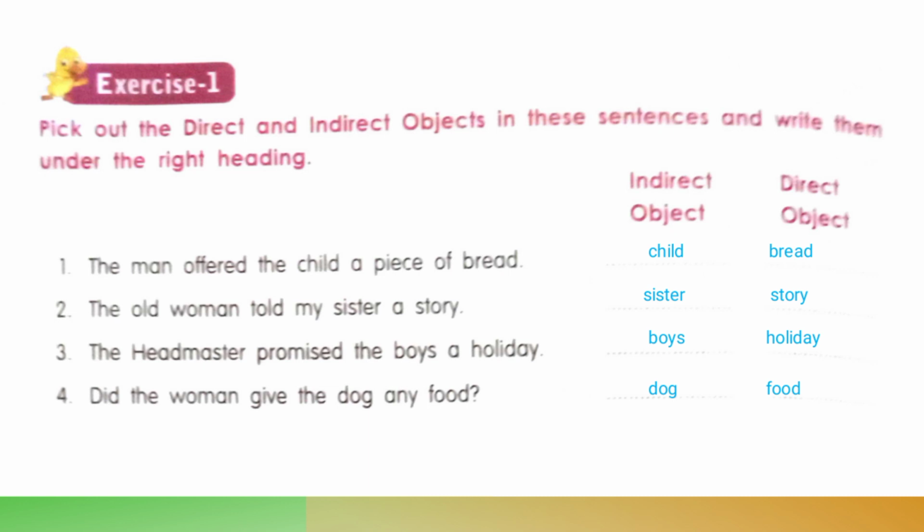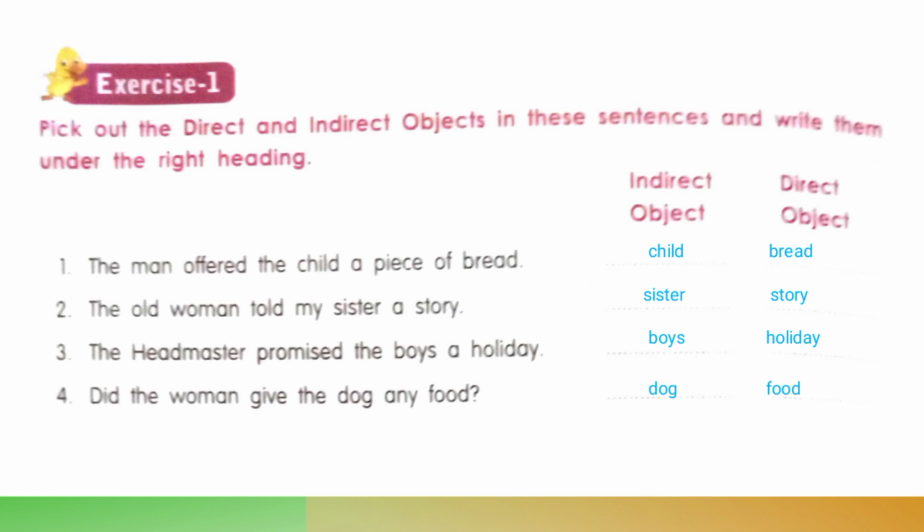Now, here is an exercise in your textbook, children. Pick out the direct and indirect objects in the sentences and write them under the right heading. You have a heading at the right side, indirect object and direct object. So which is the indirect object and which is the direct object? The man offered the child a piece of bread. So the man offered to the child. I am able to add "to" before the child. So child becomes what? Indirect object.